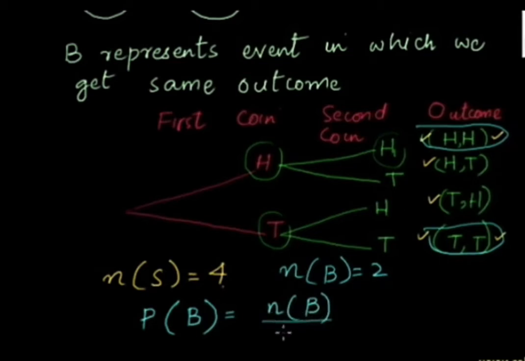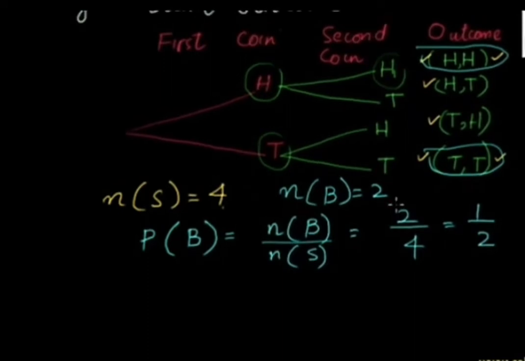So NB divided by NS, this is the formula: number of favorable outcomes divided by total number of outcomes in the sample space. It will give you 2 divided by 4. So 1 by 2, 0.5. So the probability of B in this case is 0.5. The maximum probability of any event can be 1, so it is between 0 and 1, and minimum probability can be 0. This is an important point.